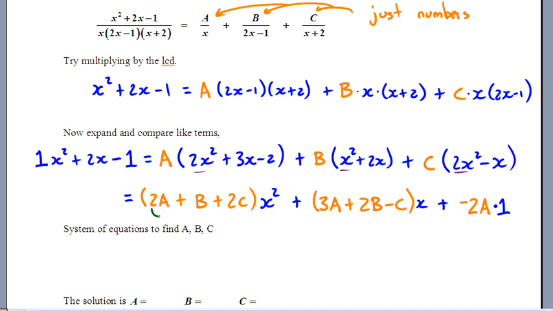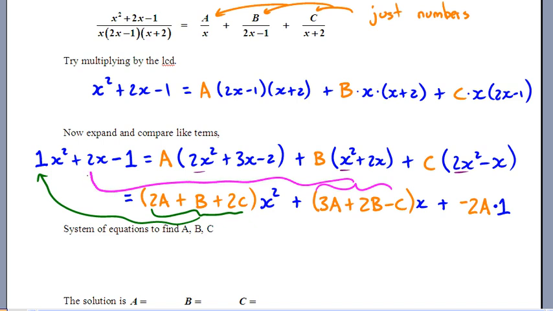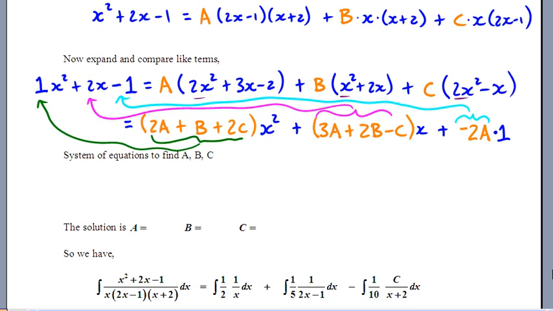So now we're just going to compare terms. This 2a plus b plus 2c, that has to be just like that one. Another one we can compare, this right here, that has to be like the 2. And then the last one has to be just like this -1. So we can actually create 3 equations for these 3 unknowns. And if we're going to solve for 3 unknowns, we do actually need 3 equations.